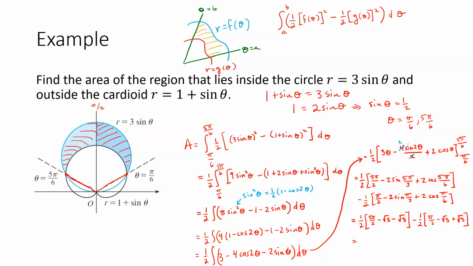Okay, and let's see, what can we finally get here? I noticed the 5 pi over 2 minus pi over 2 gives me 4 pi over 2, which is 2 pi. Minus radical 3 minus negative radical 3, so those are gone. And then I got minus radical 3 minus radical 3, so minus 2 radical 3. And then multiplying by half, we just get pi minus radical 3. So a little bit of evaluating there to finish it up, but we get the result. Our area of this region between the two curves is pi minus square root of 3.